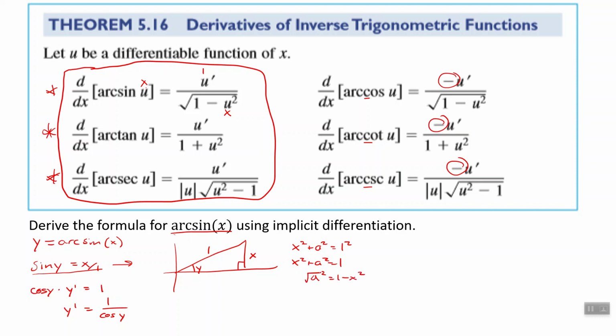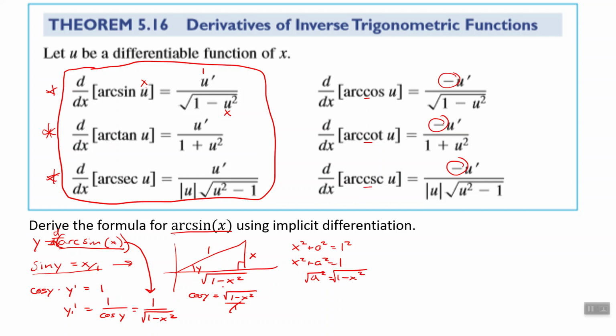Then we take the square root to solve for a. So this side is the square root of 1 minus x squared. Which means the cosine of y would be the adjacent, square root of 1 minus x squared, over the hypotenuse, over 1, which is just the square root of 1 minus x squared. So this would be 1 over the square root of 1 minus x squared, and that would be the derivative of y. But we said y is arcsine of x. So that means the derivative of arcsine of x is just 1 over the square root of 1 minus x squared.